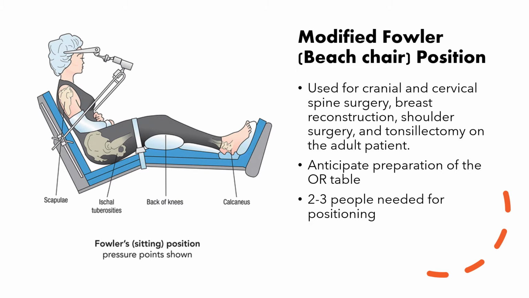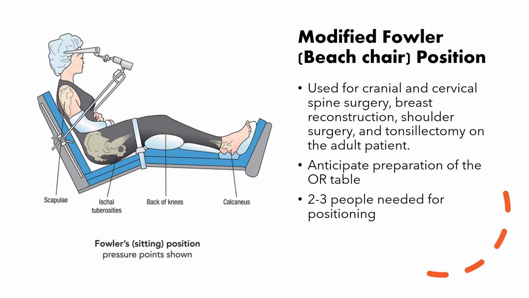adult patient. Now, if we're doing something like shoulder surgery or spine surgery, there are going to be additional positioning devices we need, besides manipulating the bed. So we need to anticipate that and prepare for it before the patient comes into the room. It's suggested that we have at least 2 to 3 people for this position.